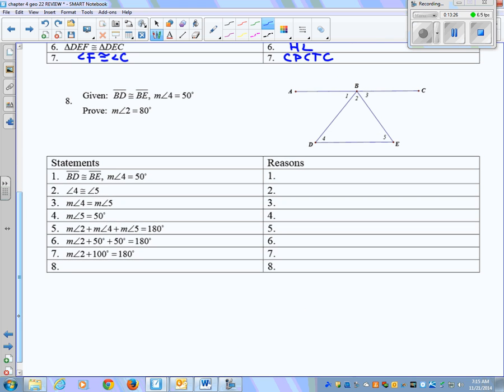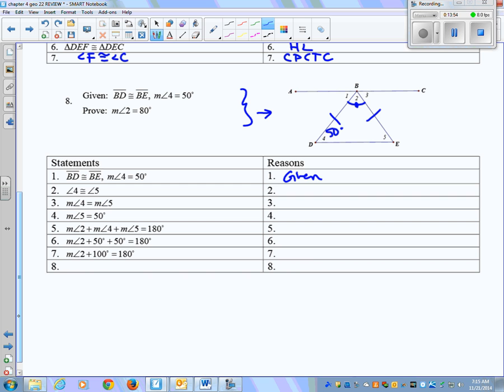Okay, given BD is congruent to BE. Again, read your given, mark your diagram. BD congruent to BE. Measure of angle 4 is 50 degrees. We want to prove that the measure of angle 2 is 80 degrees right here. I'm trying to prove that one. I like to put a little dot on the one I'm trying to prove. So BD is congruent to BE, and angle 4 is 50.